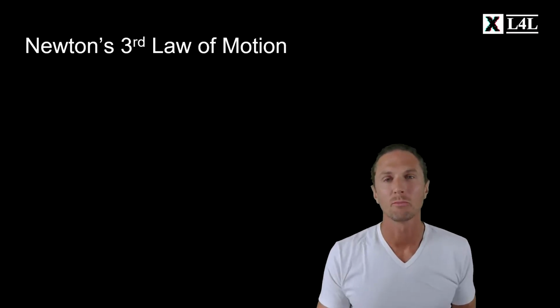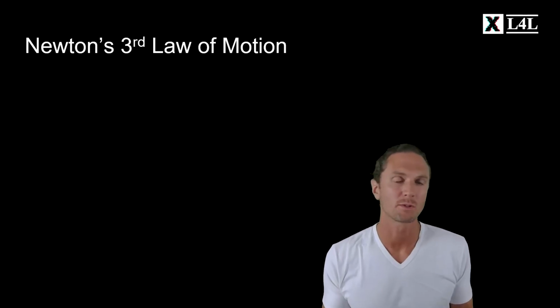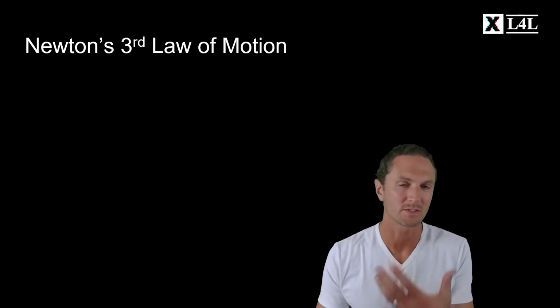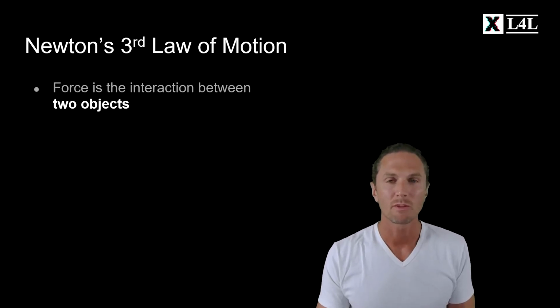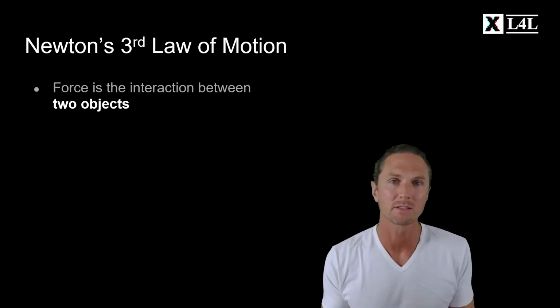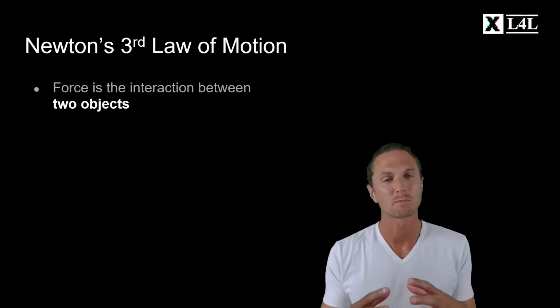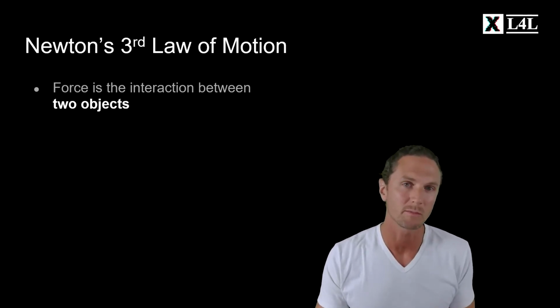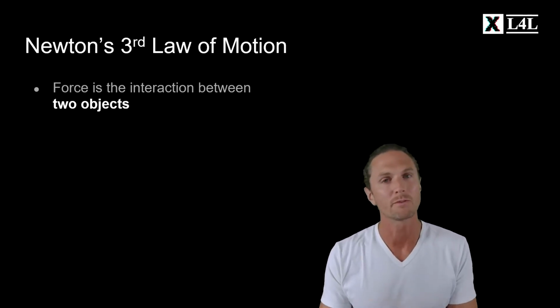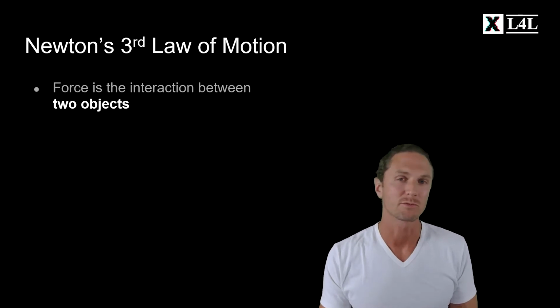So Newton's third law of motion really has to do with the forces that are interacting between two objects. So let's take a little look and remind ourselves what we already know about forces. We know that forces are interactions that have to happen between two specific objects. Sometimes it's pretty apparent what those two objects are, and other times it may not be as clear. So we have to make sure we identify what the two objects are where this force is interacting.